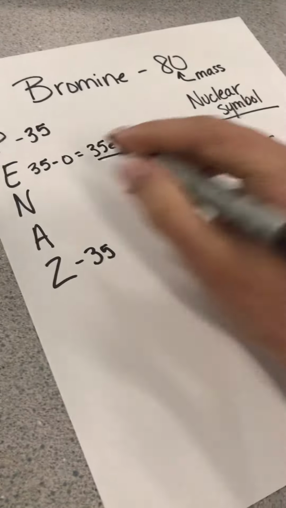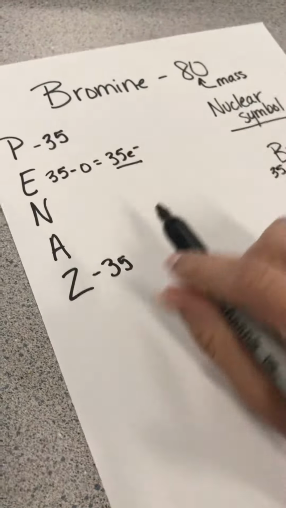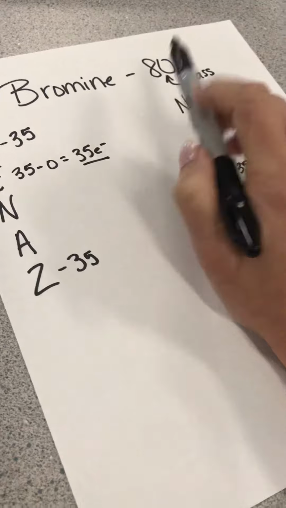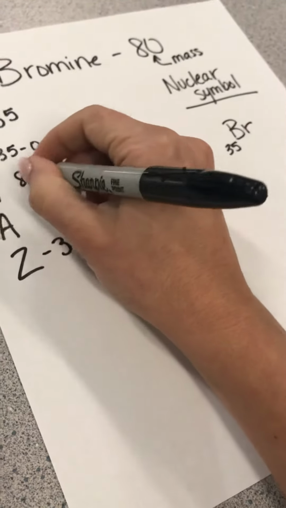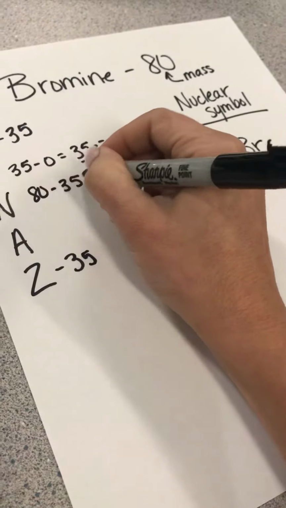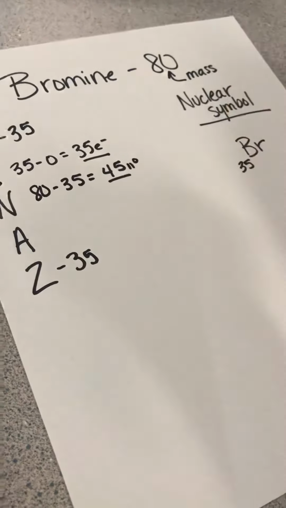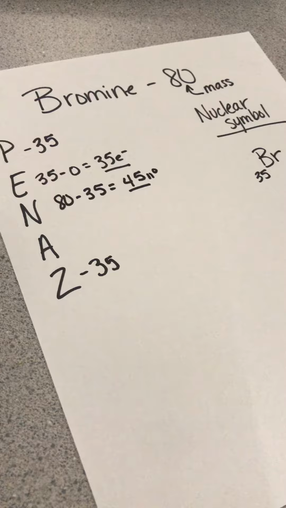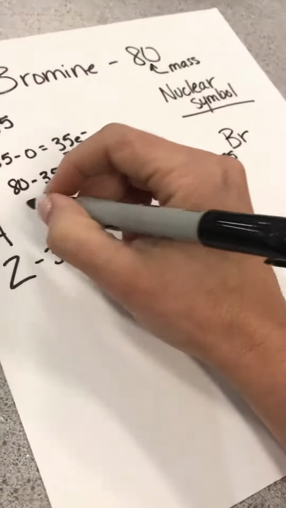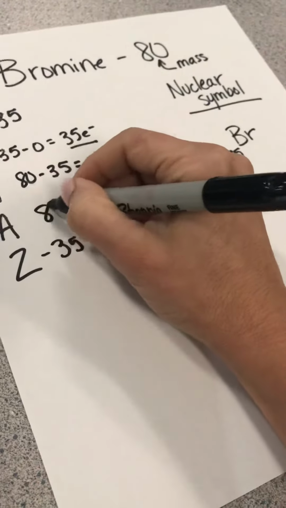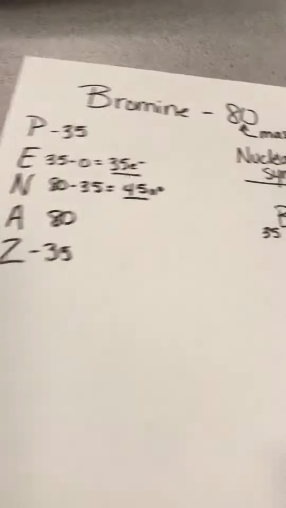Neutrons. Neutrons is mass minus protons. So remember, this 80 here is my mass. I have 35 protons, so that gives me 45 neutrons. And A, remember, stands for atomic mass, which is given to me, so that would just be 80.